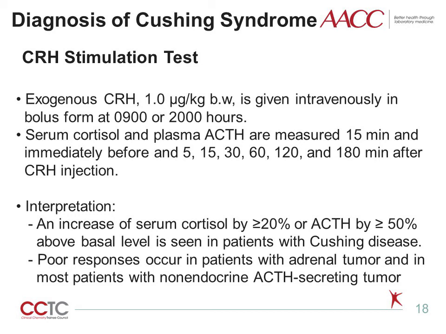An increase of serum cortisol by equal or greater than 20% or ACTH by equal or greater than 50% above the basal level is seen in patients with Cushing disease. A poor response occurs in patients with adrenal tumor and in most patients with non-endocrine ACTH-secreting tumor, and those usually already have elevated baseline cortisol or ACTH concentrations.